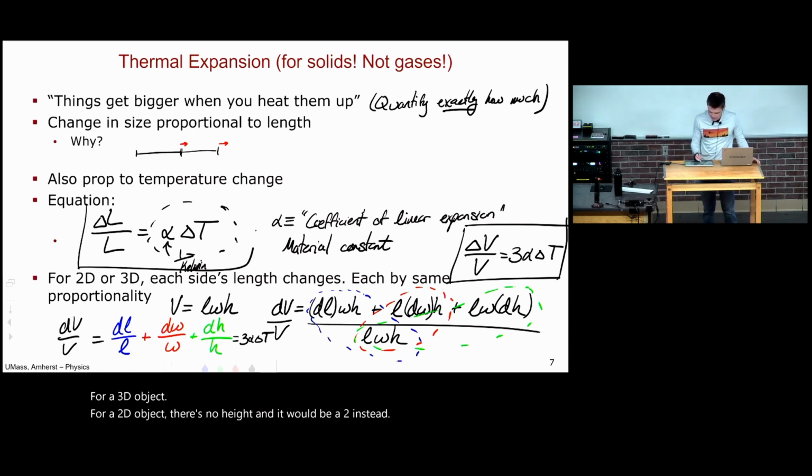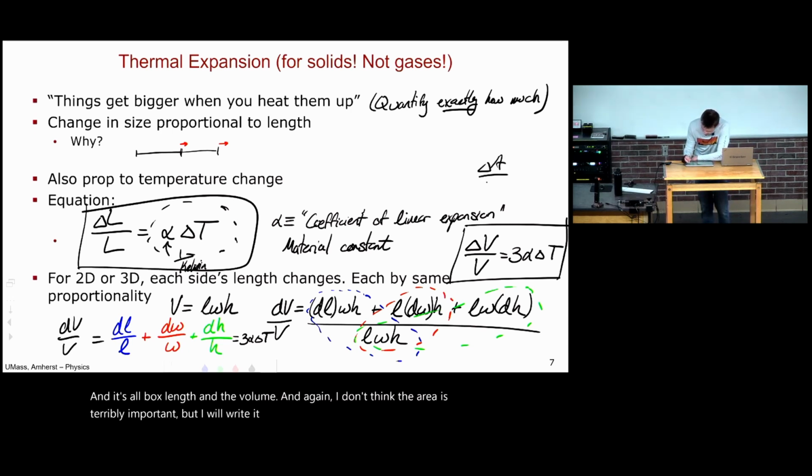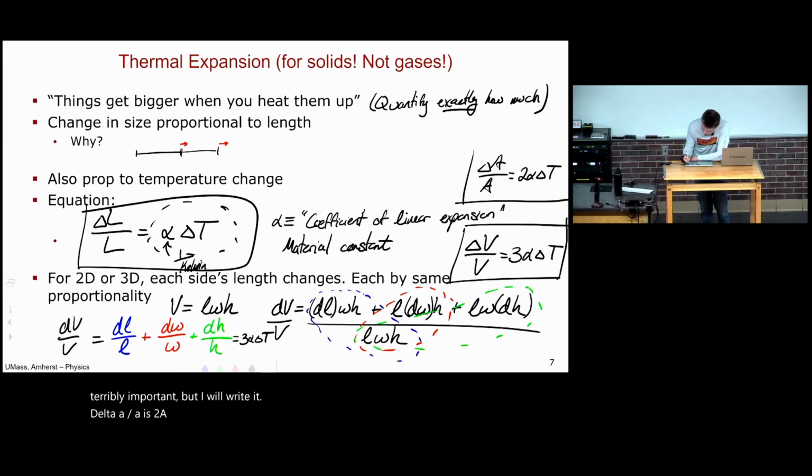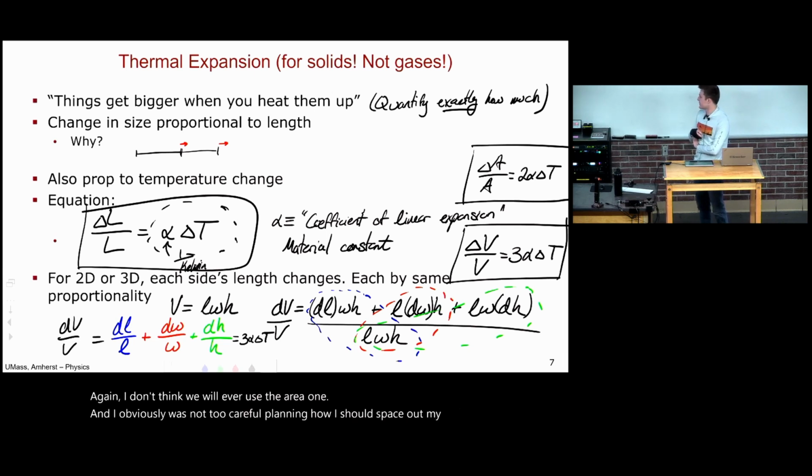Okay, so box the length and the volume formulas, and again, I don't think the area is terribly important, but I will write it. Delta A over A is 2 alpha delta T. Again, I don't think we will ever use the area one. And I obviously was not too careful planning how I should space out my slides, because I didn't think I was going to do the derivation.